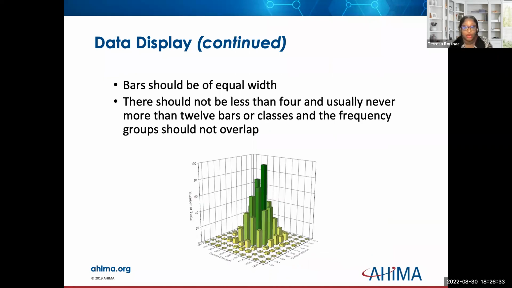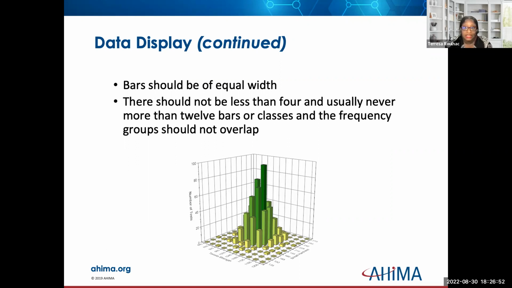Now you have your bars, right? They should be of equal width. There should not be less than 4. And I know this one shows a lot. And usually never more than 12 bars or classes. And the frequency groups should never overlap.